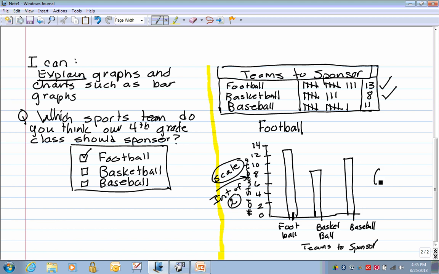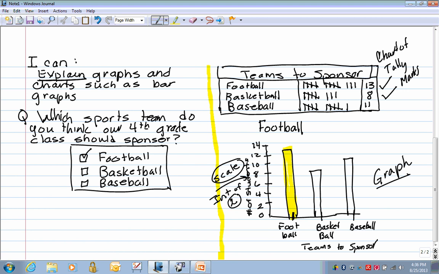So this is a graph that shows the same data as our chart of tally marks. And we can explain that football was the sport chosen for our class to sponsor because it had the most number of votes. And we can see visually on our bar graph that it's the tallest bar. And because it's the tallest bar, it has the most votes. And that's the one that we could see that we would choose.